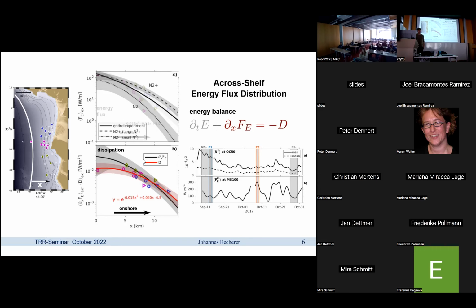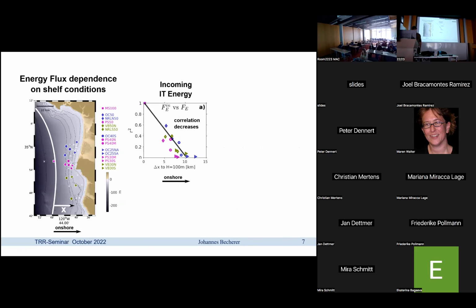So I'm curious how the environmental conditions really force or dictate where the energy of the incoming internal tide is going to be dissipated. That was my question. So I wanted to look at this in terms of stratification and in terms of the incoming energy flux. What I do here is correlate the energy I see at each of the moorings to the incoming energy, the energy I measure at MS 100. So this is just the correlation coefficient. By definition, at MS 100 it is 1, right? It's just correlated with itself.